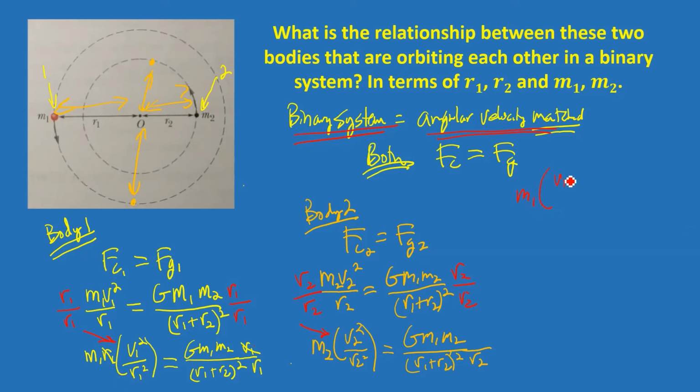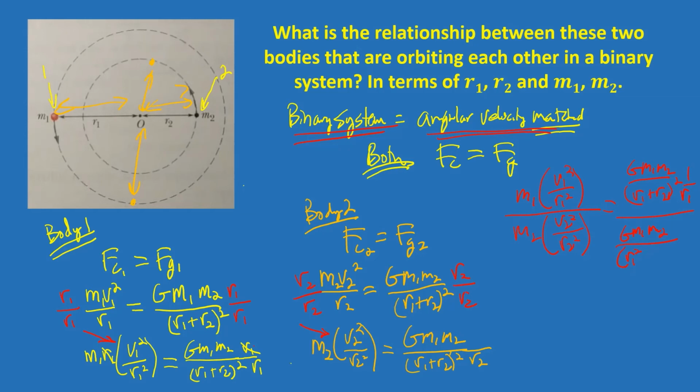Okay? So M1 V1 squared over R1 squared over M2 V2 squared over R2 squared will be equal to all these crazy G, M1, M2, but you'll notice that they're going to be the same. Plus R2 squared, and he's going to be over R1 divided by G, M1, M2 over all this mess.